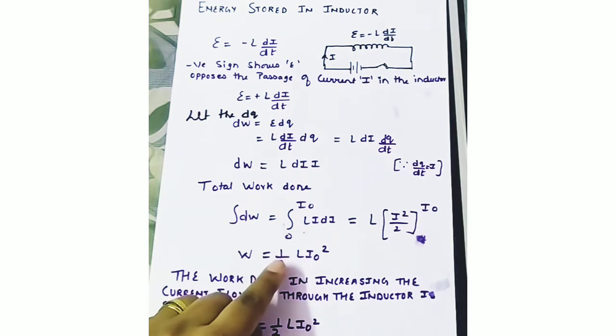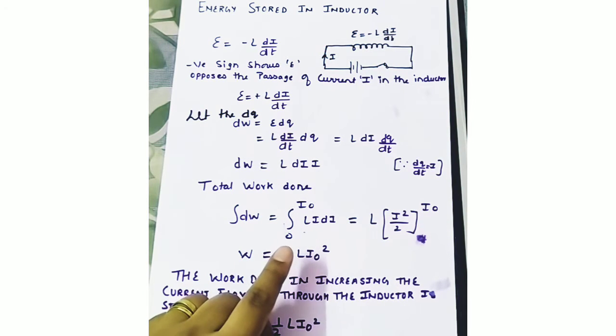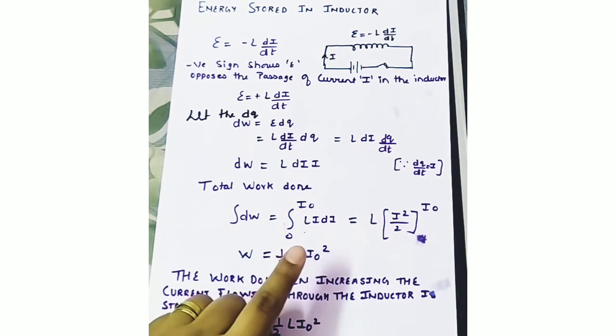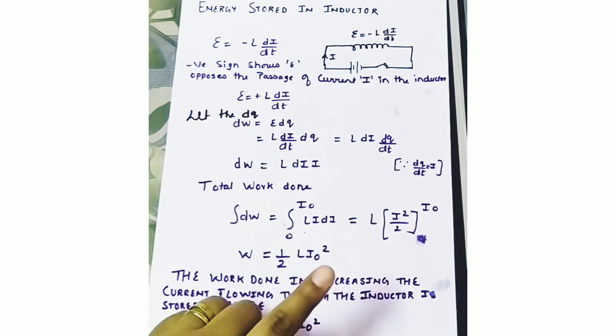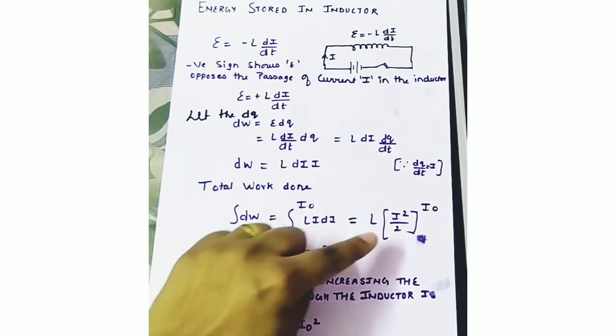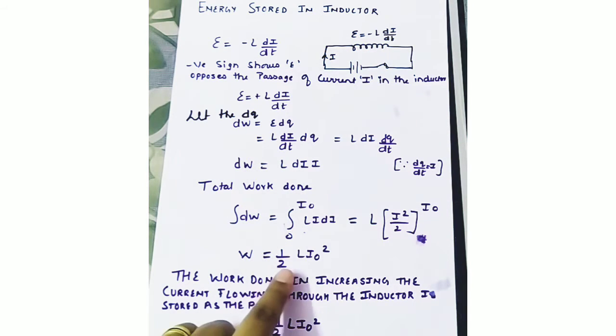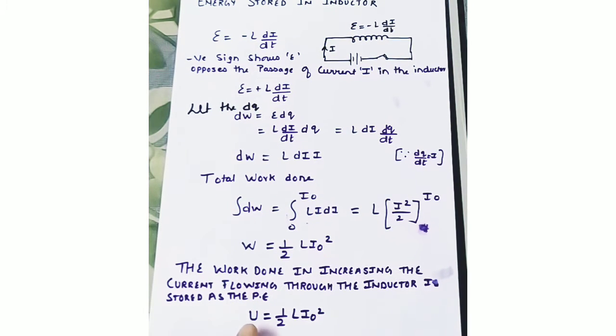W is equal to the integral from 0 to I naught, because we have to reach its maximum value, of L I di. So that gives L I square upon 2, with the limit from 0 to I naught. We have substituted the value, so the total work done in increasing the current flowing through the inductor is stored as potential energy. So what is its potential energy? U is half L I naught square. Okay, so this is the energy stored in an inductor.